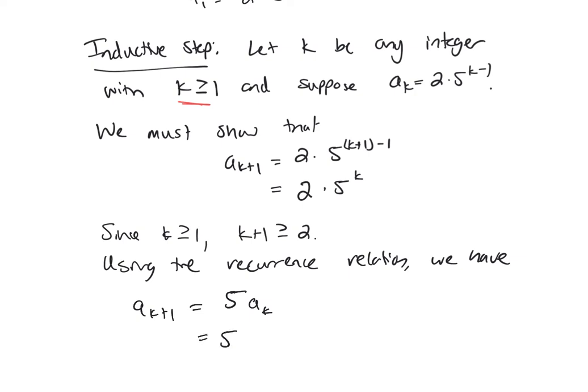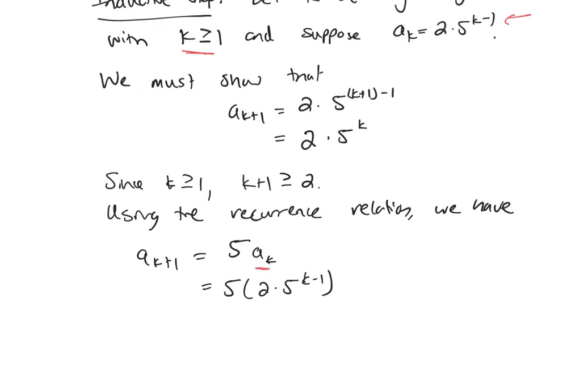And then for AK, we can use this formula right here. So this will be 5 times 2 times 5 to the k minus 1. So we're going to get 2, and this 5 is really 5 to the first. And when we combine these two, we add the exponents together. So you're going to get 5 to the k. And that's exactly the formula we needed to prove. So we've established that that formula is true by induction.